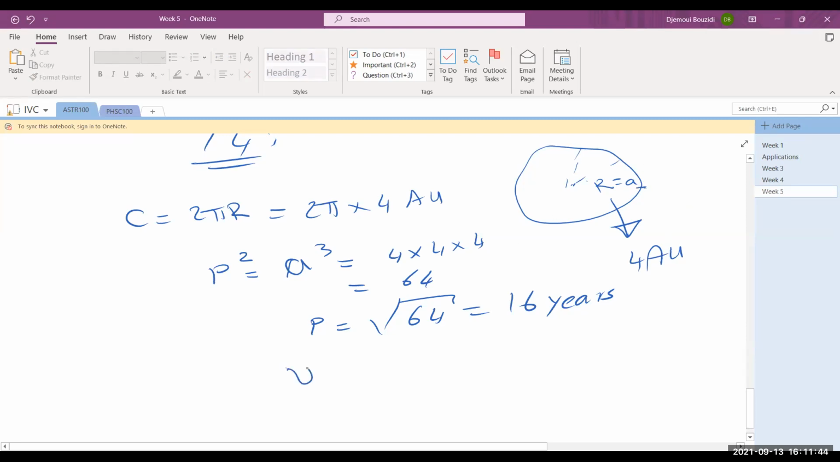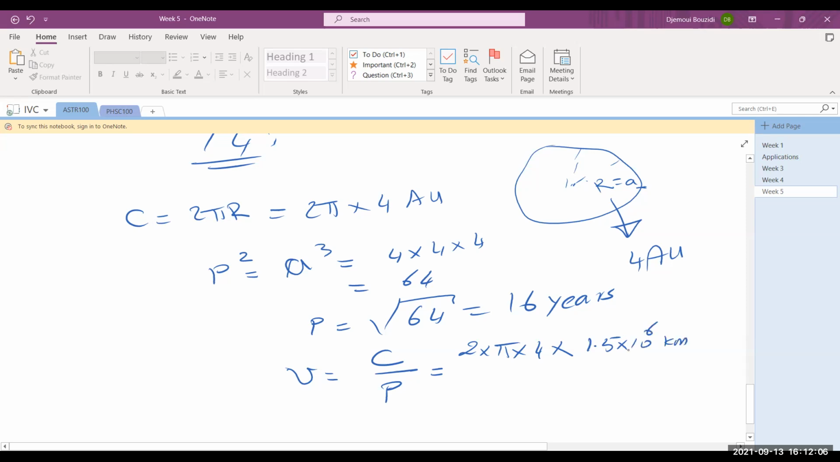So in this case, the velocity is going to be circumference divided by the period, except now I have to find it in kilometers per second. That's all. That's the problem. So I have 2 times pi times 4 astronomical units. One astronomical unit is 150 million kilometers.